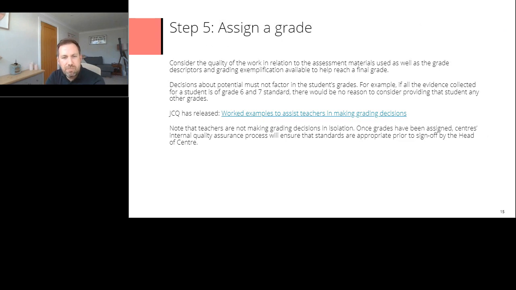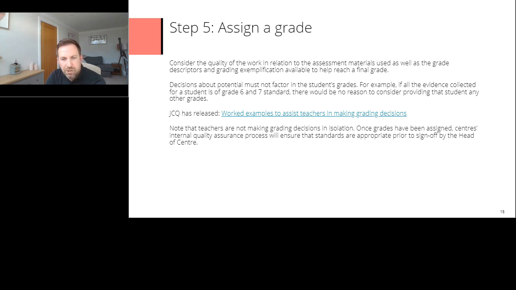So finally then, step 5 is for you to then assign a grade. So it's really important, as I said, that you consider the quality of the work in relation to the assessment materials. And in doing so, consider those alongside the grade descriptors and the grading exemplification that we have provided for every single subject and qualification.